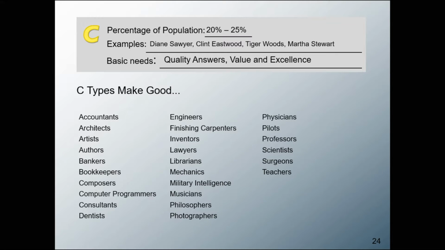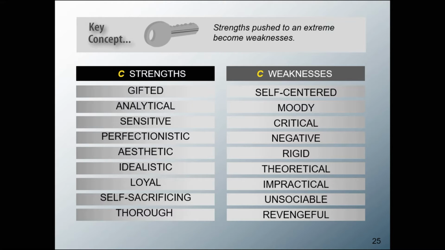Like the other types of personality, strengths pushed to extreme become weaknesses. So the C strengths, they're analytical, perfectionists, they look for perfection. It can be something negative when it's pushed to an extreme, because perfection doesn't exist. So they may have standards and expectations that are not realistic. So it's important to understand that.